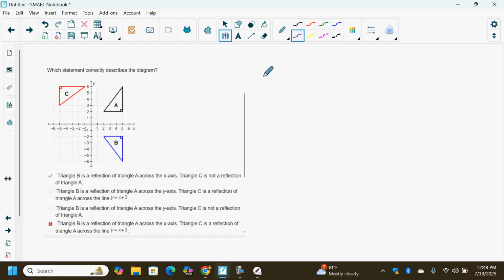All right, which statement correctly describes the diagram? Triangle B is a reflection of triangle A. That is correct. They are reflections across the x-axis. And triangle C is not a reflection of triangle A. That's correct. So this is the one that was correct.